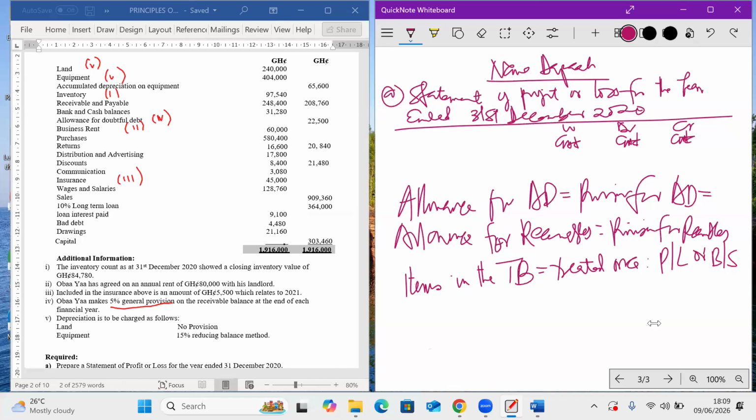Then items in the footnotes. The footnote is the additional information. They are treated twice.